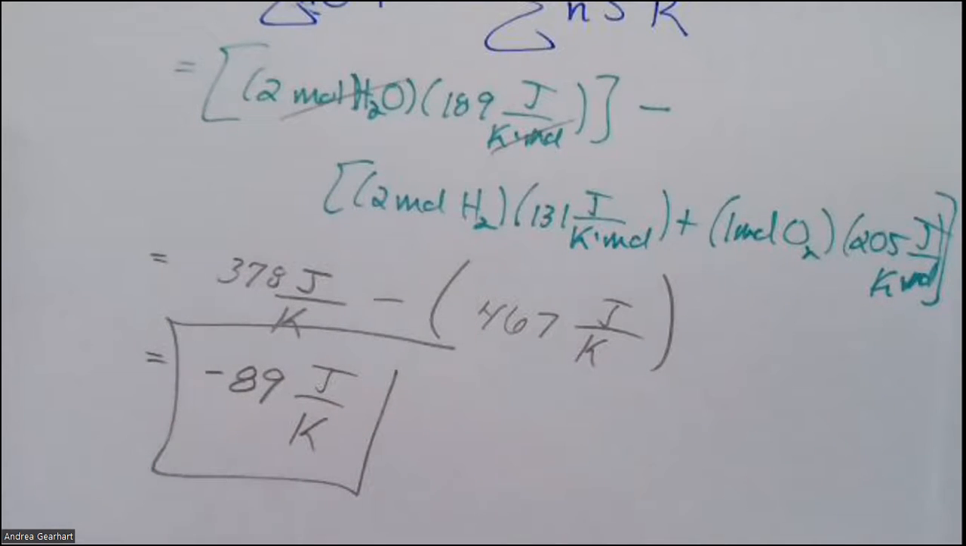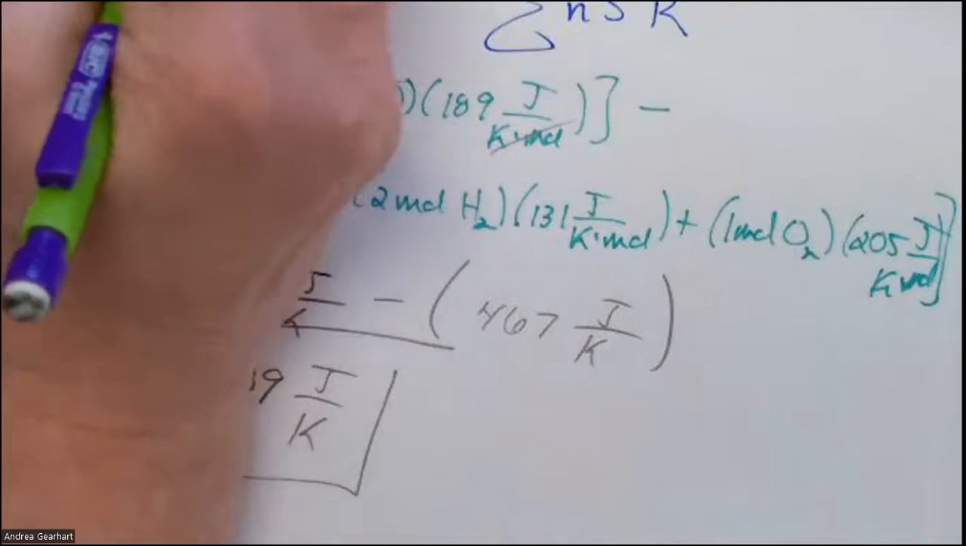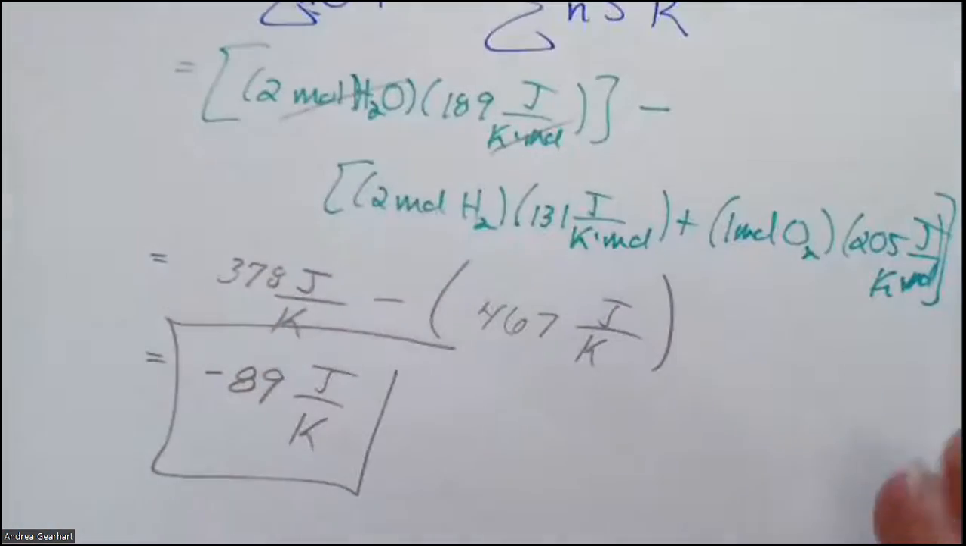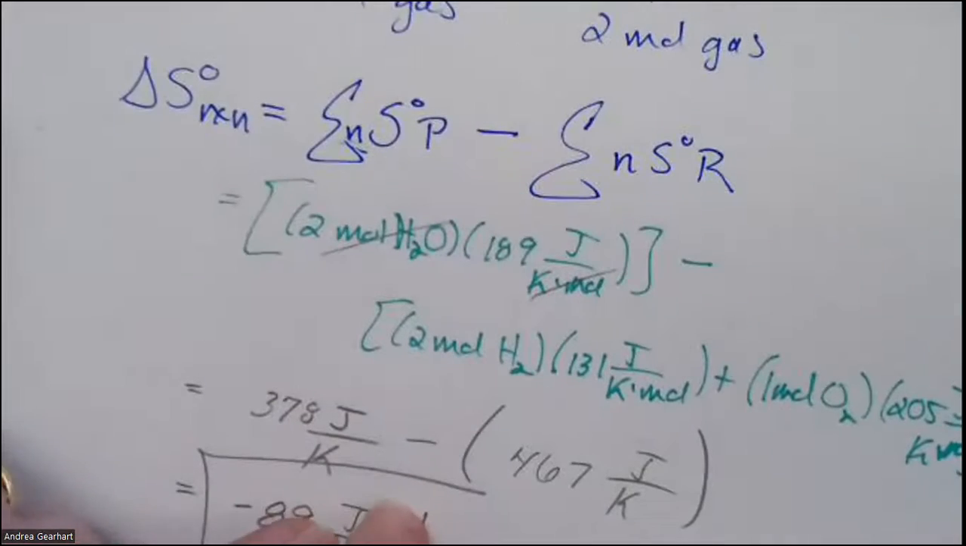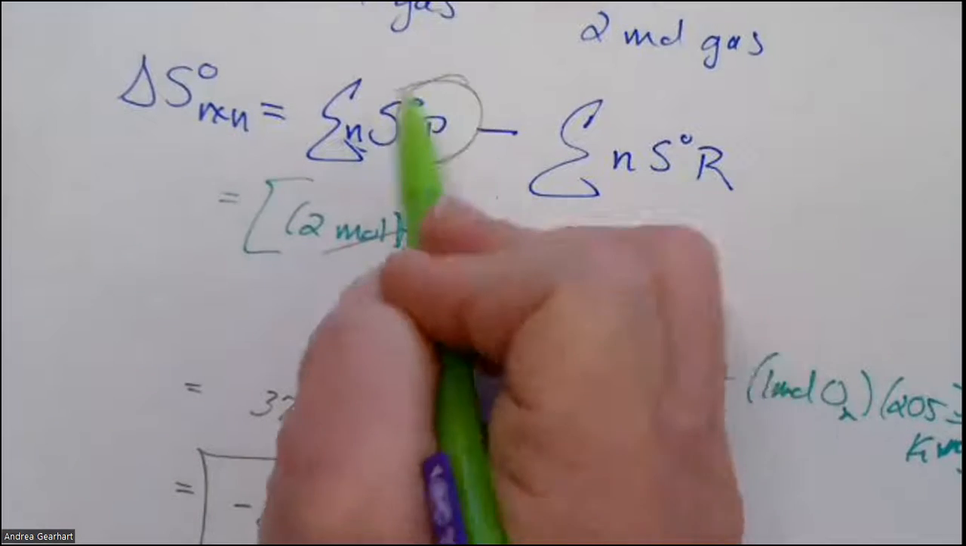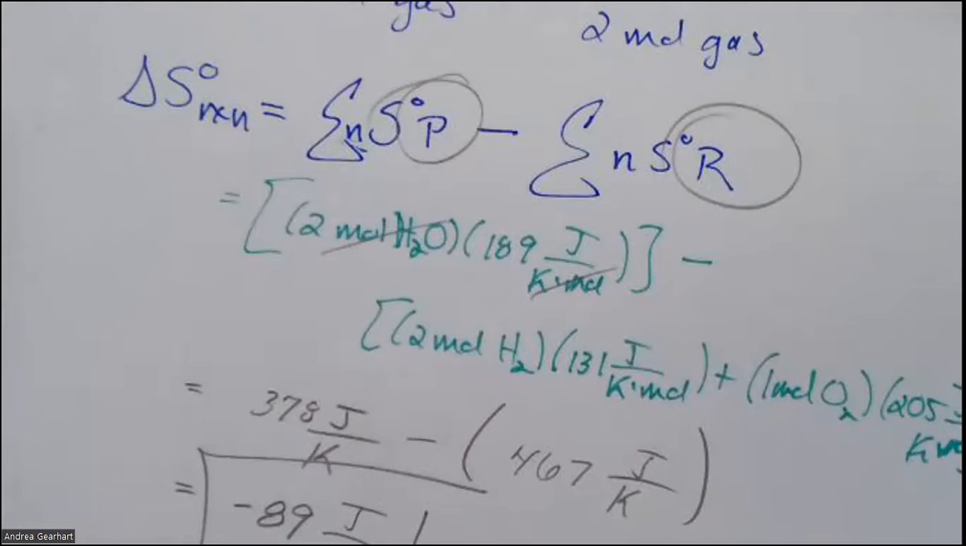Negative 89 joule per Kelvin. Easy. We just need to be super careful that we're applying our coefficients properly and that we're careful about our units and, of course, careful about sig figs and absolutely that we're doing product minus reactant. Good? Definitely good. All right.